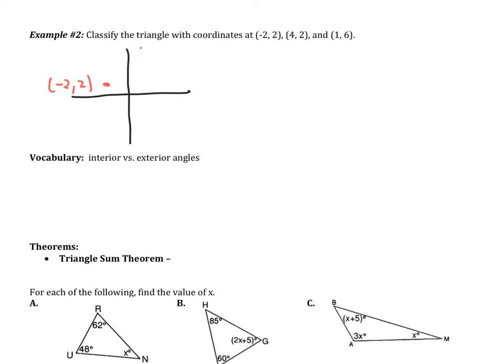Okay, I know that (1, 6) is up here in the first quadrant, and (4, 2) is also in the first quadrant. If I connect them, I form a triangle. How can I classify the triangle? What ideas can I use? She says use the distance formula. If we use the distance formula between the points, we can figure out the lengths of the sides.